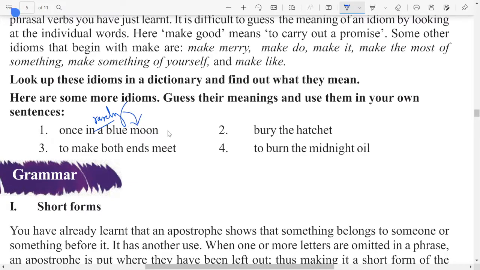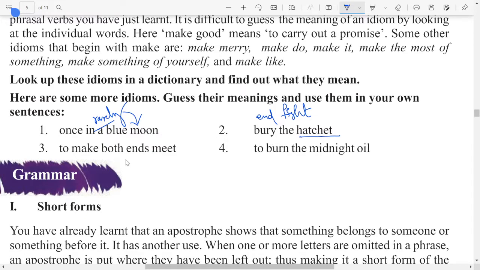Next one, bury the hatchet. What is bury the hatchet? Hatchet is a kind of problem. It is to end some fight, end some conflict. That is to bury the hatchet.